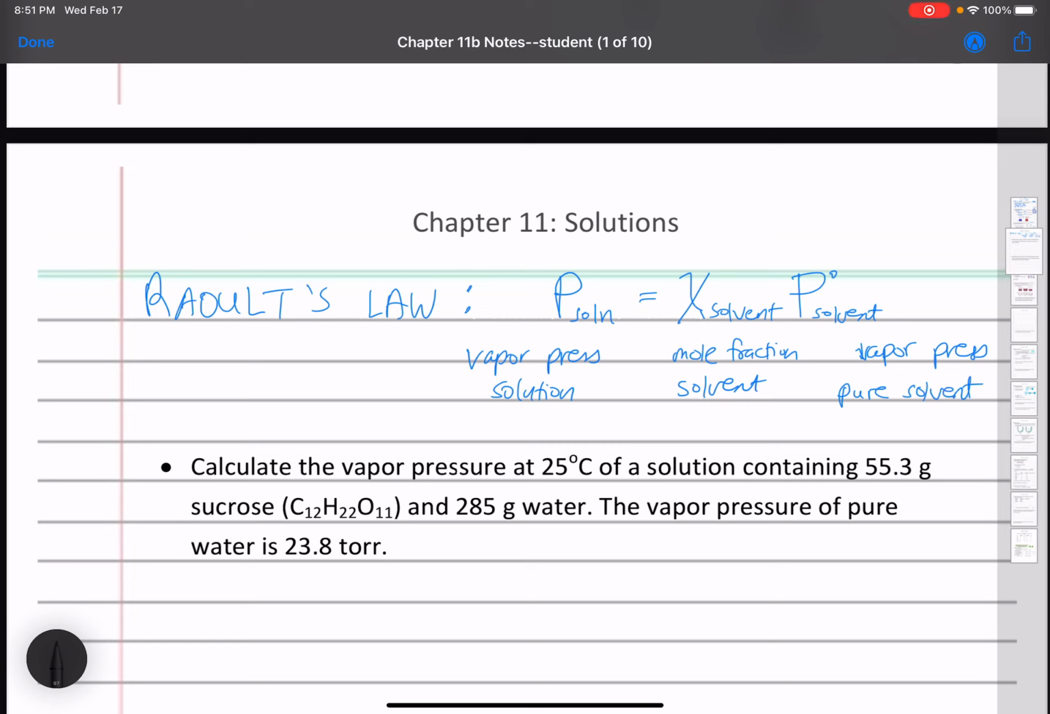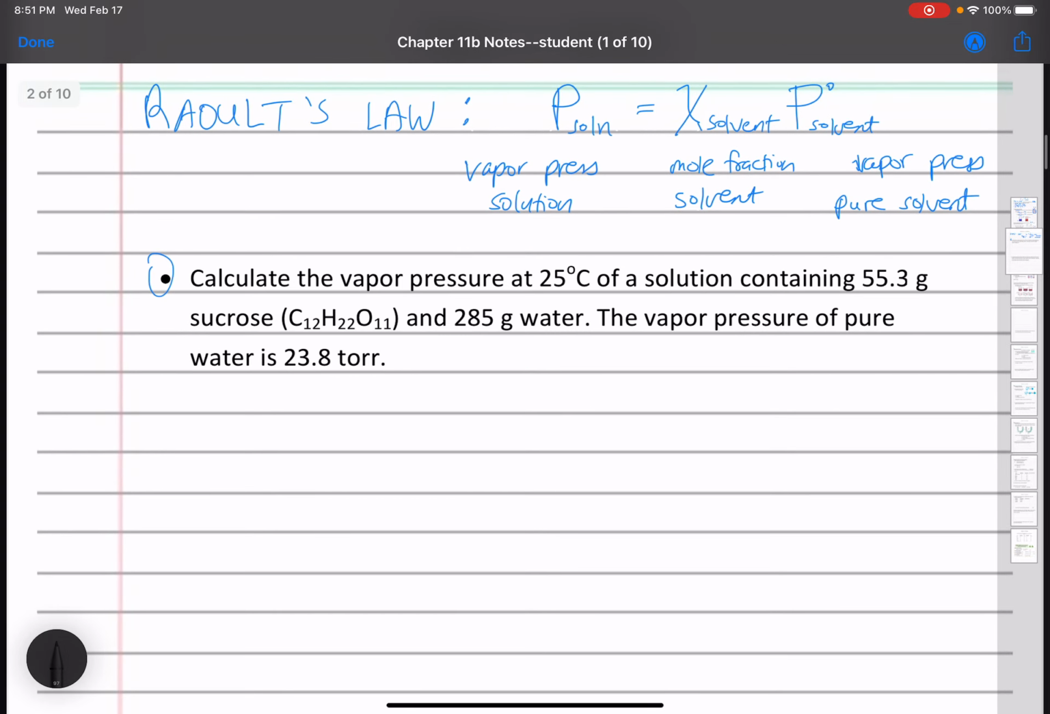So let's do a practice problem with Raoult's law. Calculate the vapor pressure at 25 degrees Celsius of a solution containing 55.3 grams of sucrose and 285 grams of water. So I like to draw my picture. So we've got water, we have 285 grams of water, and we're adding, here's my spoon, adding some sucrose. We're going to add 55.3 grams of sucrose.